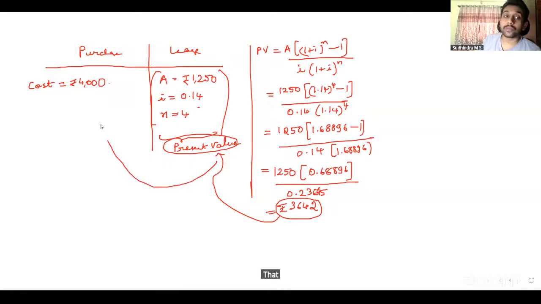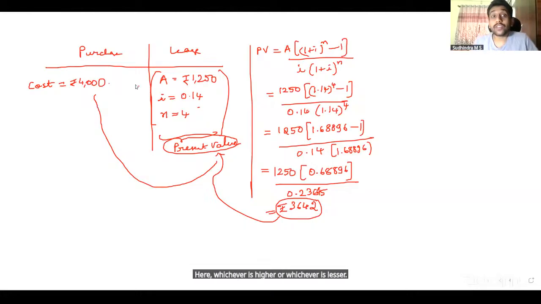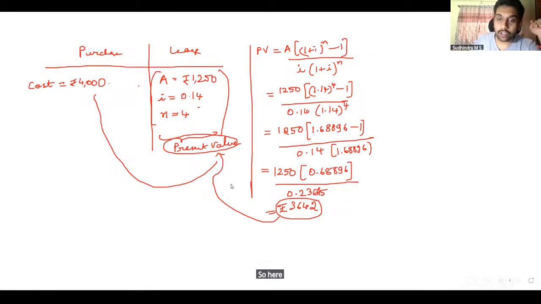That 3642 should be compared with the cost of 4,000. Here, whichever is higher or whichever is lesser? Lesser. Because we are going to purchase or we are taking on lease, I have to go with the least cost. So here, the least cost is 3642. Therefore, leasing is preferable.